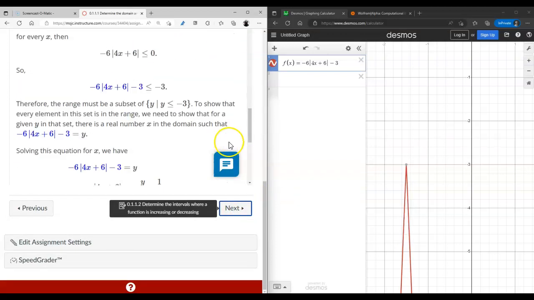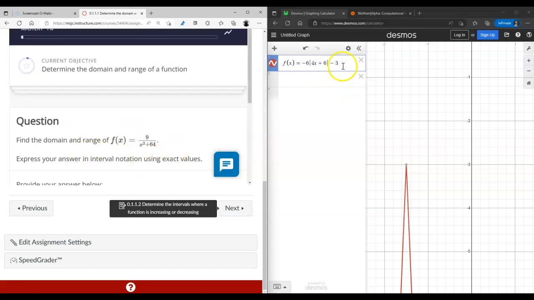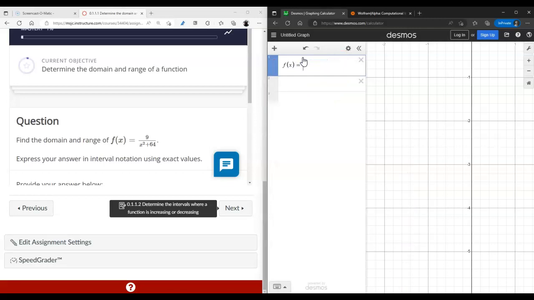You have to be careful not to go to the next assignment. So let's just click on continue. Find domain and range of this function. Let's just type this function.